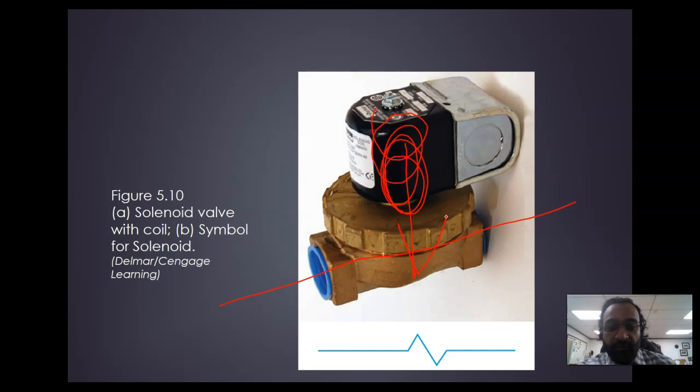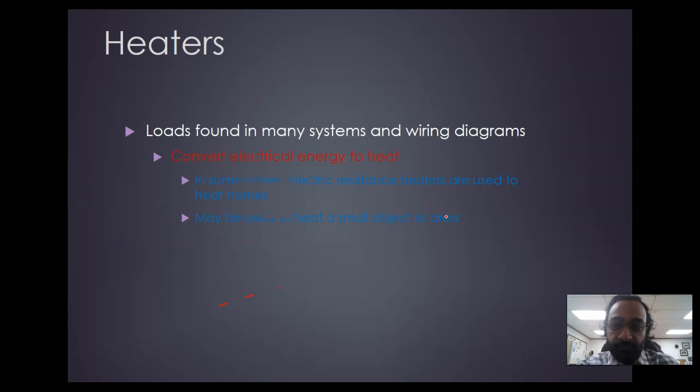So again, we can use the coil to open and close a flow for a relay, or open and close flow for a valve. Okay, heaters, again, they look like resistances. They are found in many systems in the wiring diagrams. They convert electrical energy to heat, in some cases electrical resistance.